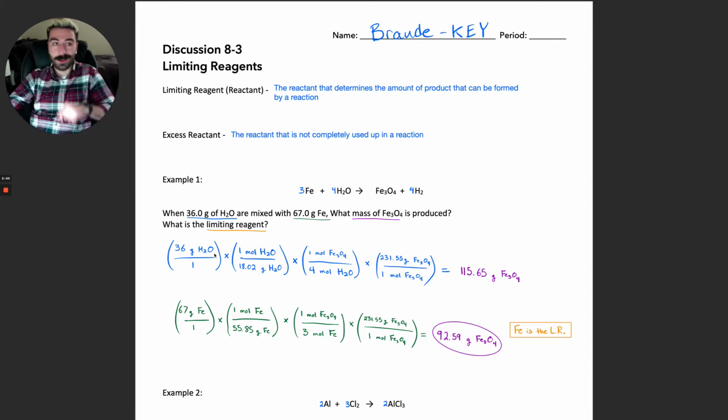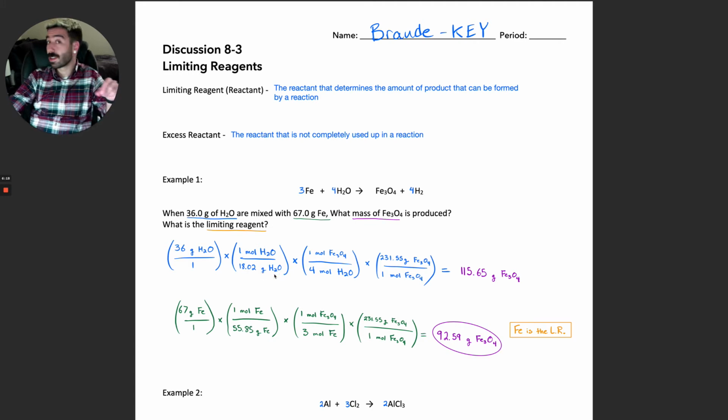Now we can go to where I was going before. So I've got my 36 grams of water. That's my first reactant, and I want to see how much iron oxide I can make with 36 grams of water, assuming that I had an infinite supply or excess of the other reactants. So I take 36 grams of water, and I want to get to grams of iron oxide. I do that through moles. So I have to go from grams of water to moles of water. In 1 mole of water, there's 18.02 grams. That's the molar mass. I found that on the periodic table.